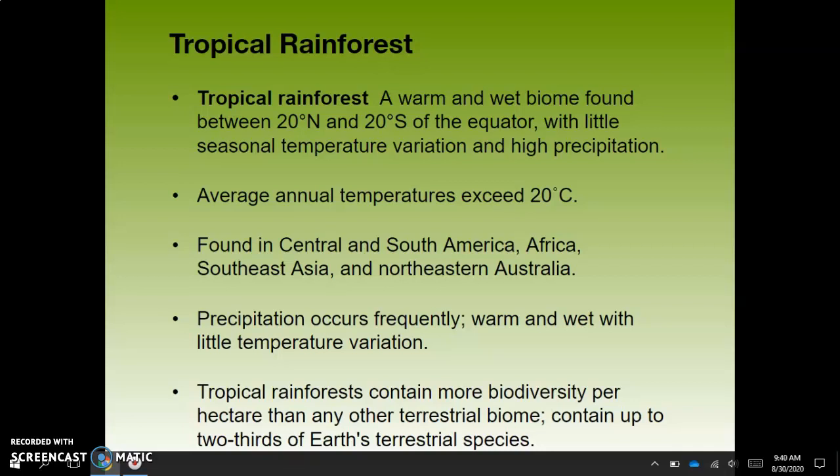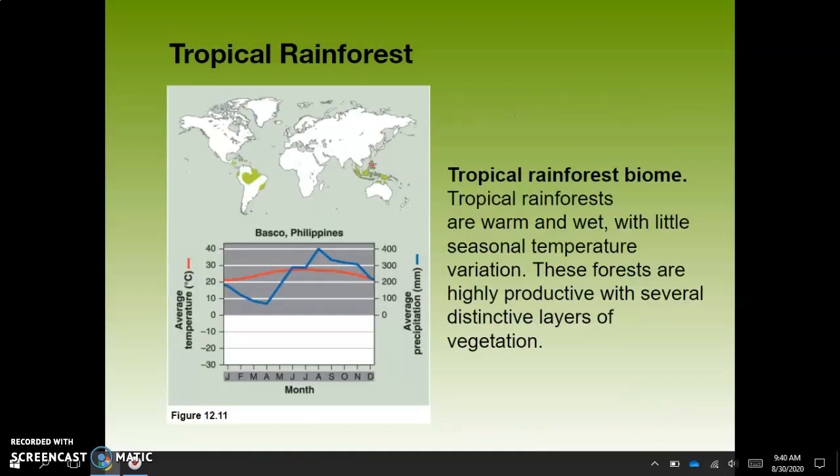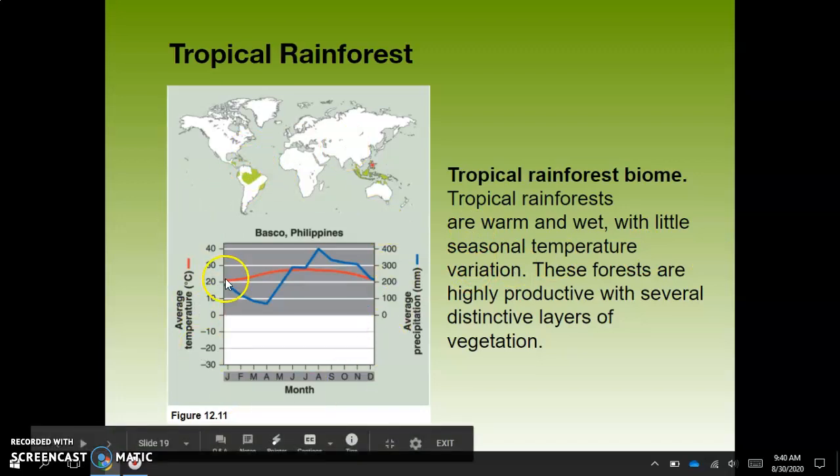They contain more biodiversity per hectare than any other terrestrial biome, and they contain up to 2/3 of the Earth's terrestrial species. So tropical rainforests are very biodiverse. There's a lot of creatures. There's a lot of vegetation because really there's nothing to limit the growth of vegetation because it's warm and it's wet all year. Okay, and this is a climate diagram of a tropical rainforest.